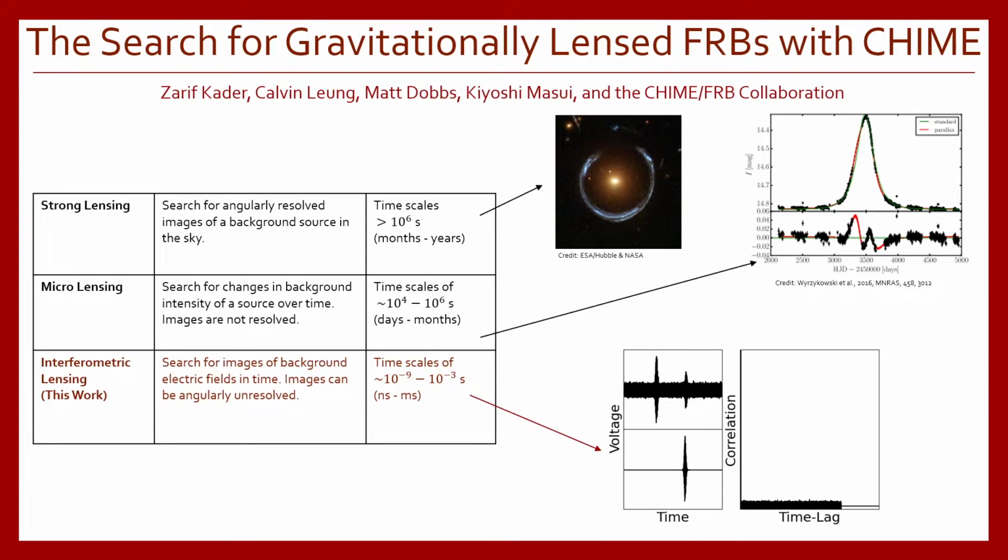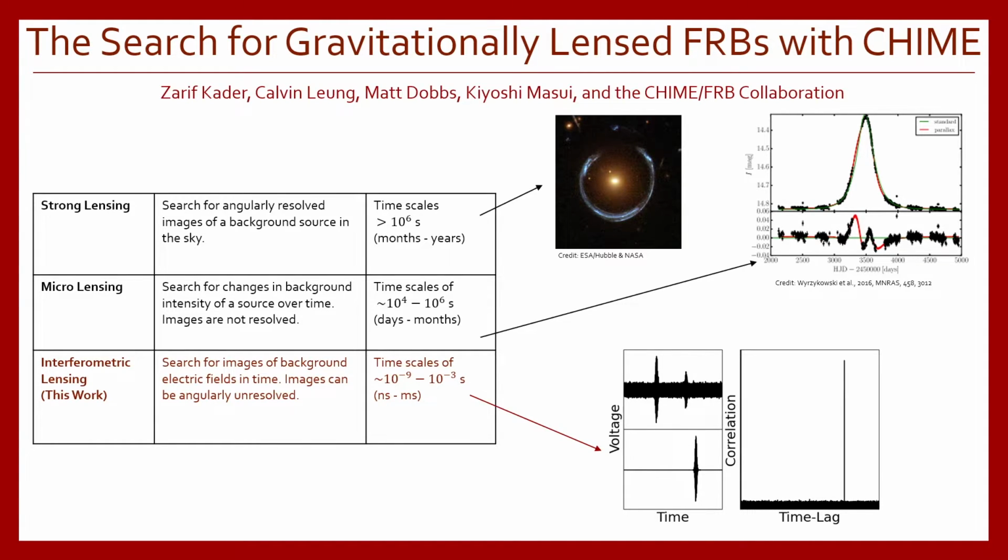Now, I want to highlight how this search differs from other gravitational lensing searches. So for starters, in the strong lensing case, you search for angularly resolved images of a background source in the night sky. Typically here, the lenses are galaxies and halos, which cause time delays of months to years.